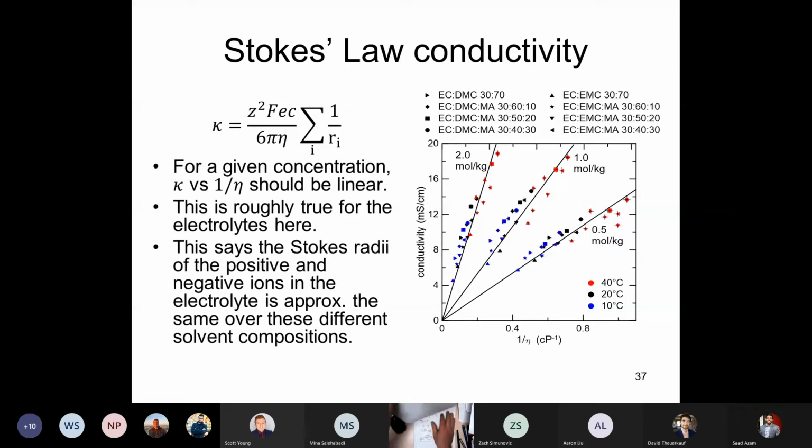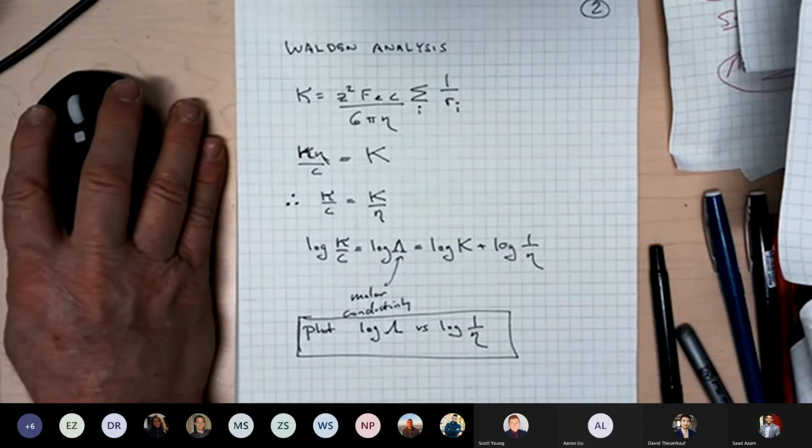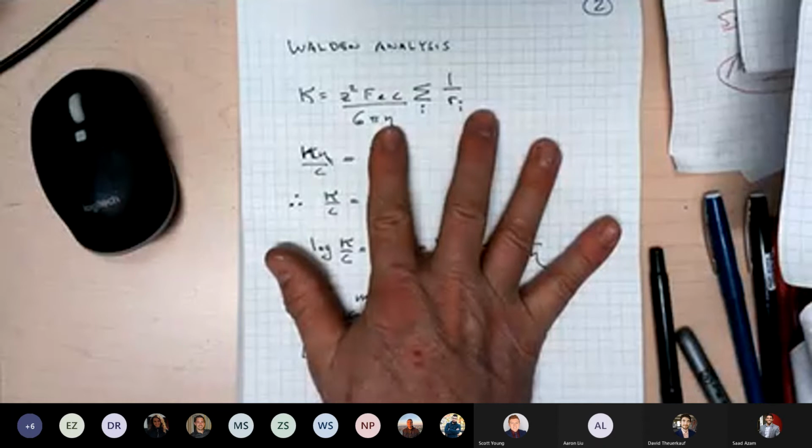So I'm going to switch over to my document camera for a second. I think I'd be faster at this by now. Okay, can you see my document camera?